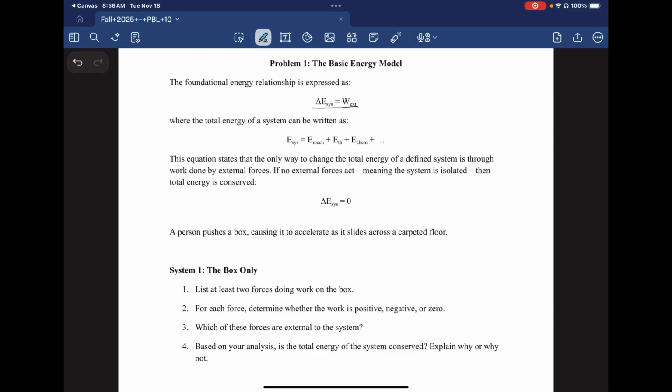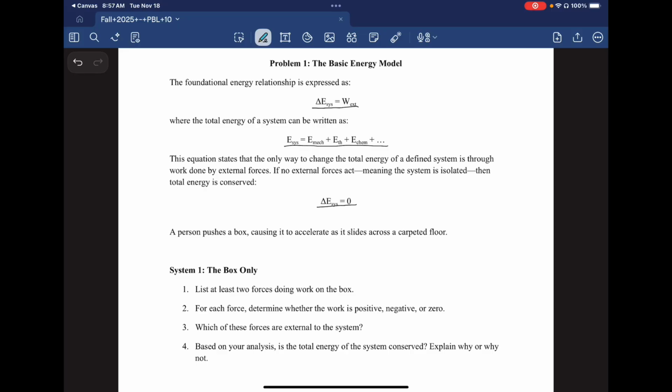How foundational is this energy relationship: the change in energy in the system is the external work on the system. And then the total energy of the system is mechanical plus thermal energy plus chemical energy plus energy from friction, and so on and so forth. So the only way to change the energy of a defined system is through work done by external forces. If there are no external forces, so it's an isolated system, then total energy is conserved, or change in energy of the system equals zero.